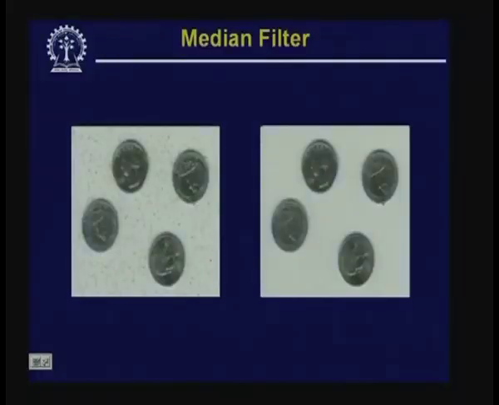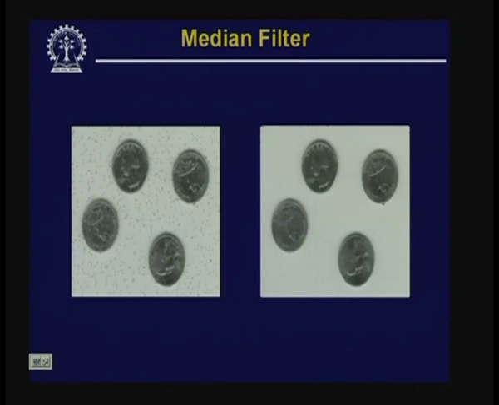This is another set of results where, if you compare with the similar result that we have shown earlier using the median filter, the noise is almost removed, but at the same time the contrast of the image is also maintained. So, this is the advantage of the median filter: in addition to removal of noise, you can maintain the contrast of the image.